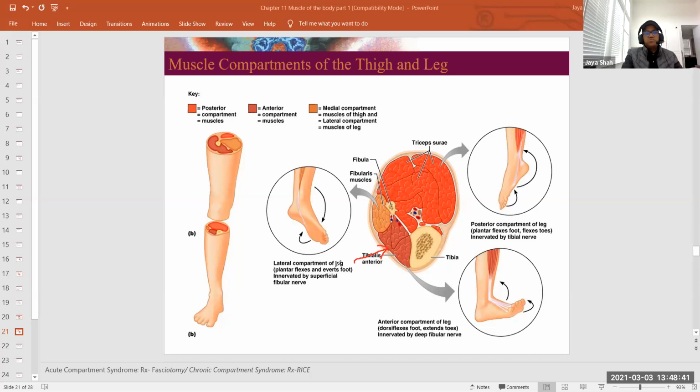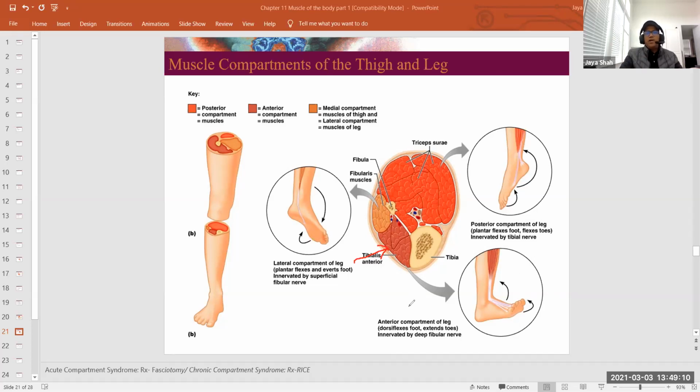Let's say somebody is in a place where there is no access to medical facility. Then everything from here down will be dead, and amputation is the only possible treatment left. That's why this is a surgical emergency. Okay, and that is called compartment syndrome. This is called acute compartment syndrome with the fracture.